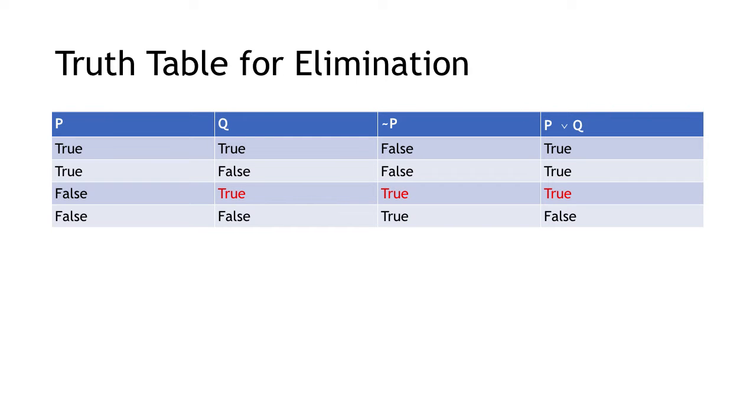So, the truth table for elimination: we see that when P is false, the only way that P or Q can be true is if Q is true, right? It's a valid form of argument. From the fact you have P or Q and not P, you know that you have to have Q, right? All right. So if we have not P and P or Q, we know we have Q. It's pretty basic. You don't really need the truth table to understand this, but it's good to go through the definition.